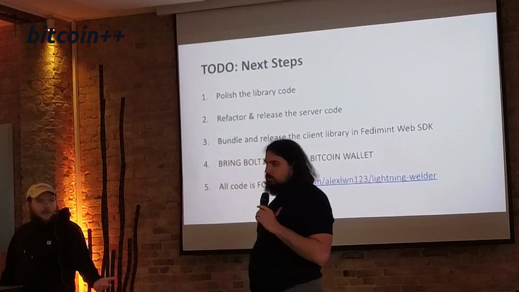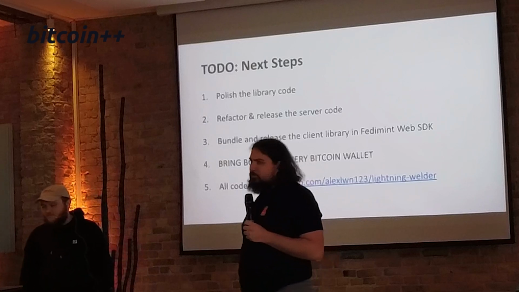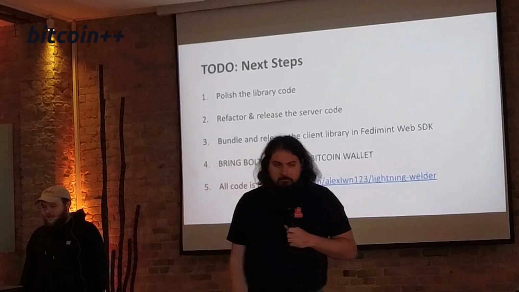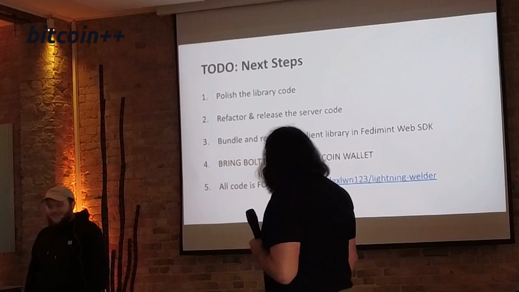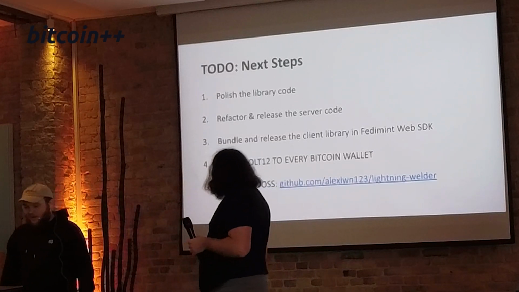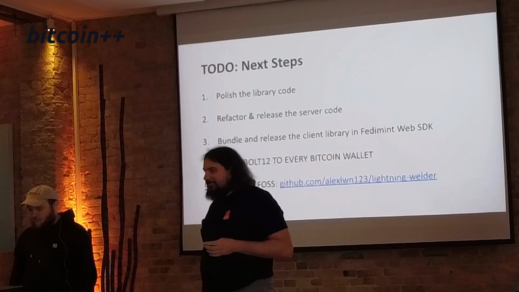Next steps, we've got to polish the library code. This is a hackathon, and there's a few bugs. There's quite a few bugs. Yeah, there's bugs. Release the server. Server can steal your money. Yeah, we've got to bundle and release the client library. We're going to shove in the Fedimint Web SDK because why not? And we're going to bring Bolt 12 to every single Bitcoin wallet. All code is free and open source. Amazing. Thank you. Some questions from the judges.